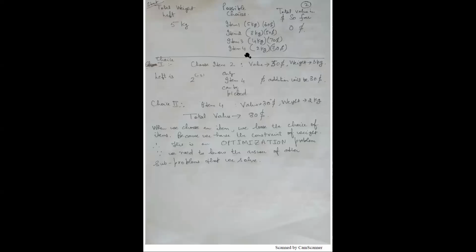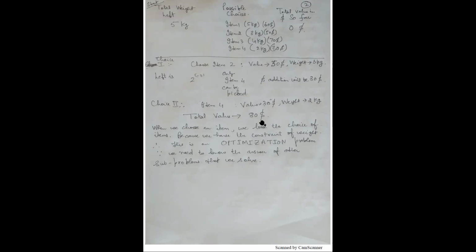Out of the 4 items, I can select only item 4, right? Item 4 can be picked. So what is the total value addition? Total value available is $80, right? The point that I'm trying to explain is that if I select item 4 and item 2, the total weight is 5 kgs. Done. What is the value available? $50 plus $30. So total value is 80.